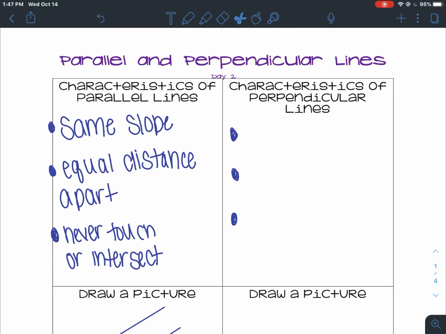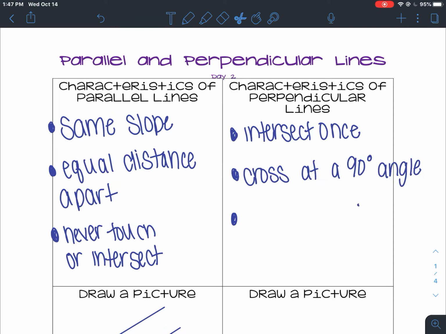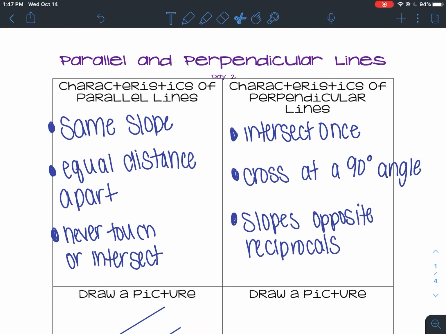Then for characteristics of a perpendicular line, they intersect once, two lines that intersect once, specifically crossing at a 90-degree angle. If it's perpendicular, it has to be a 90-degree angle. They just go hand in hand with each other. And then their slopes are opposite reciprocals. So different signs, and the fraction for the slope is flipped.